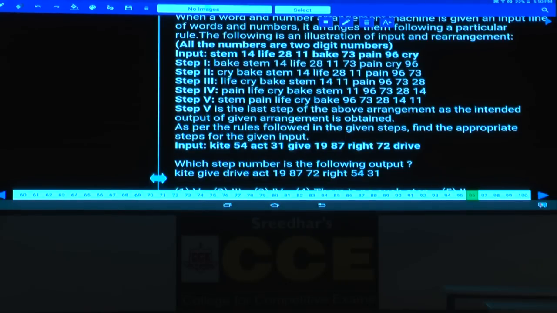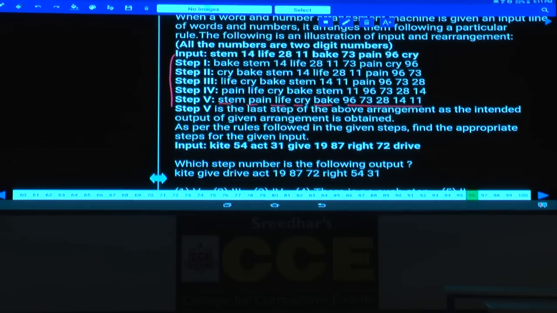Now, first we should always identify the logic behind this one. In order to identify the logic, we should always compare the input with the final output. What is the final output here? Stem, pain, life, cry, and bake. Now all these words are arranged in the descending order. S, P, L, C, B. Now the numbers: 96, 73, 28, 14, 11. All the numbers are arranged in the descending order. Words in the descending order, numbers also in the descending order. That is the logic. Then we need to identify the method involved in this one.